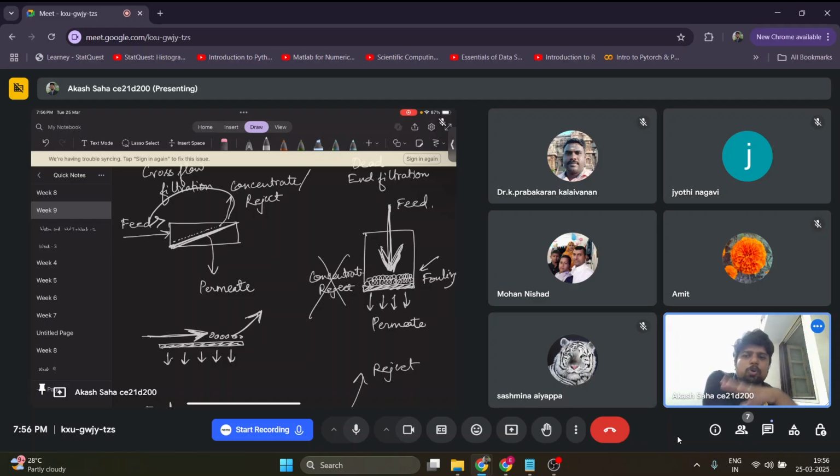So in that case you have to go for cross flow filtration. Based on the type of membranes that you are using, it will govern the type of filtration method you are using. Most of the time, if you have ceramic membranes or metal membranes, they can easily take the dead end filtration mode as they can sustain higher pressures. So many things are there. Every parameter we have to take into consideration and then decide on the filtration mode. Okay, sir. Thank you.